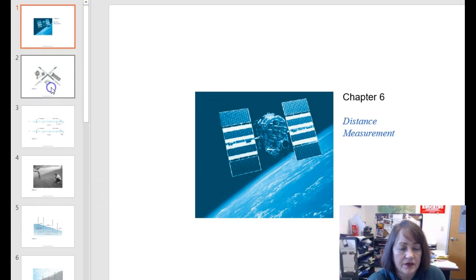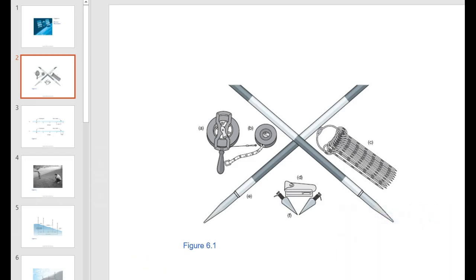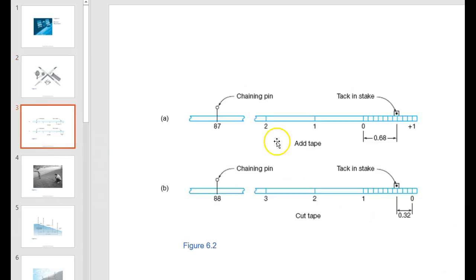So as we go through the information for distance measuring, the first thing that we see is we have just some different instruments that we use for chaining or for using a steel tape. And these are things that you're familiar with. This just refers to a range pole. We have some chaining pins. We have the tape itself, whether it's a steel tape or just a standard measuring tape, and plumb bobs.